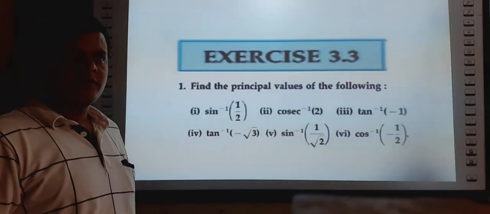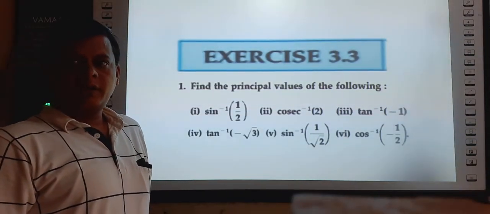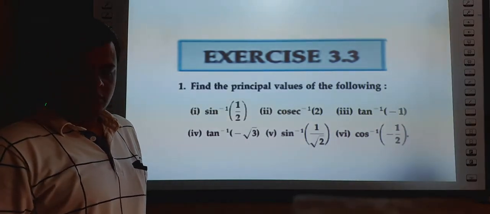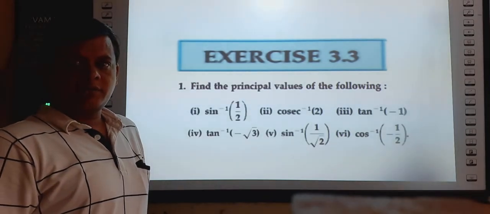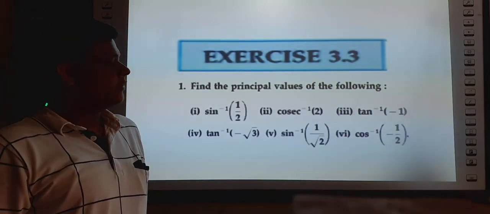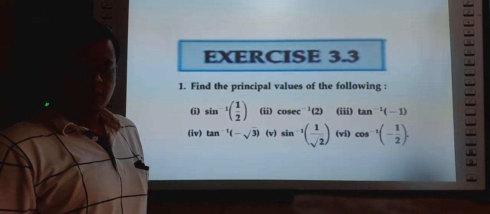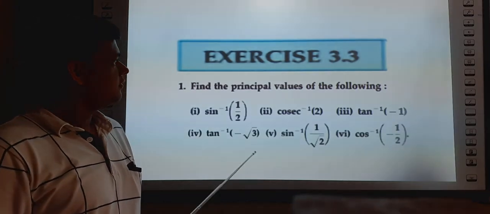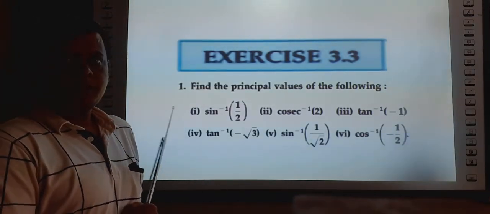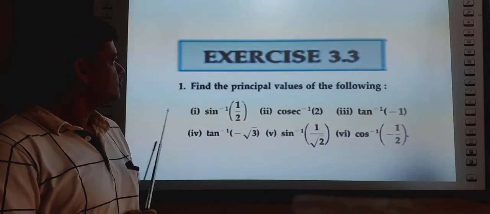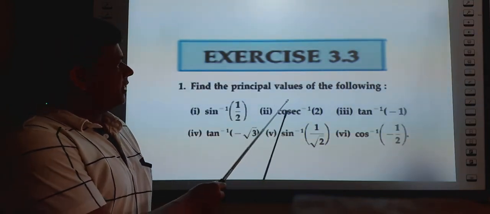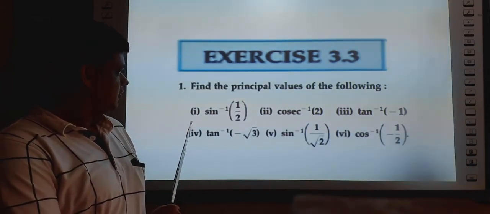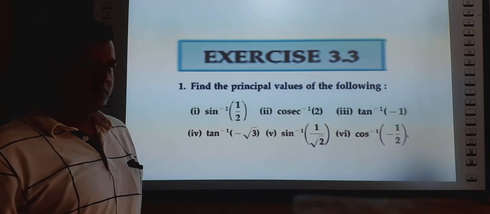In the last lecture we discussed the properties of inverse trigonometric functions, and we also saw how to remember those properties, and we also saw the table for principal branch values. So on those properties we will see problems from exercise 3.3. The first question is, find the principal values of the following. So the first question is sin inverse 1 by 2.